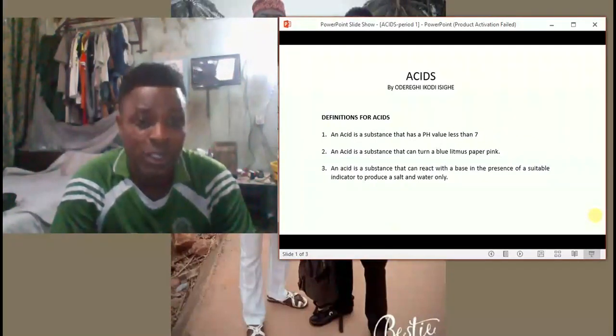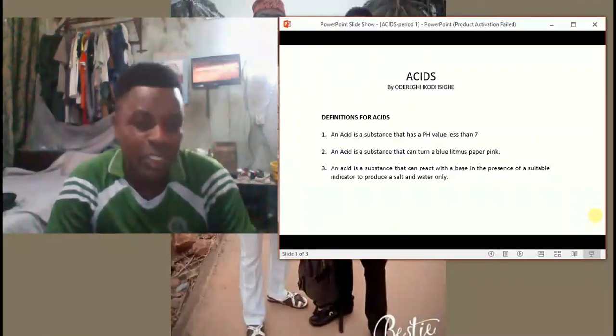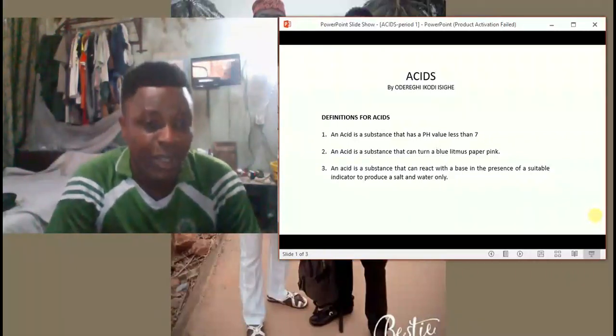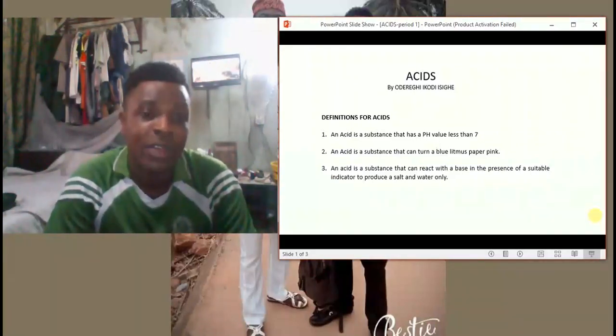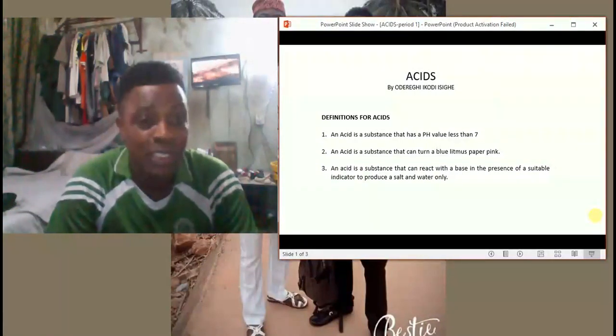Now in that reaction, another substance known as an indicator is used. The function of the indicator is to tell you when the acid has reacted with the base to form the salt and water. And how is the indicator going to do that? By changing into another color.